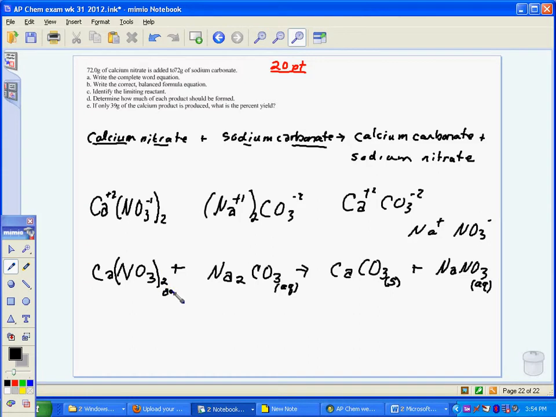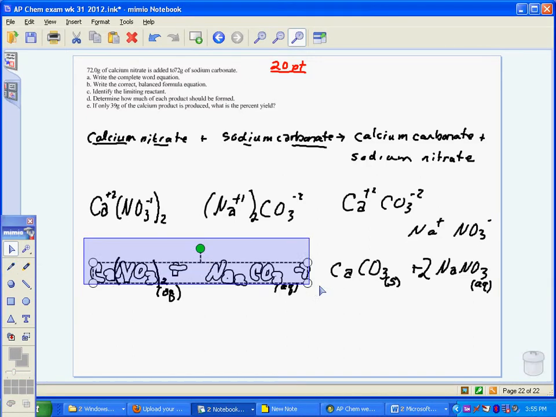That's a real important part whenever we move on. Alright, now I haven't balanced it yet. Let's see, 1 calcium, 1 calcium, 2 nitrates, 2 nitrates, 2 sodiums, 2 sodiums, 1 carbonate, 1 carbonate. Alright, so this was a point for balancing. So I think we're in the neighborhood of 10 points now or something for this. I can't exactly remember. But I'm going to cut this and start on a different page.